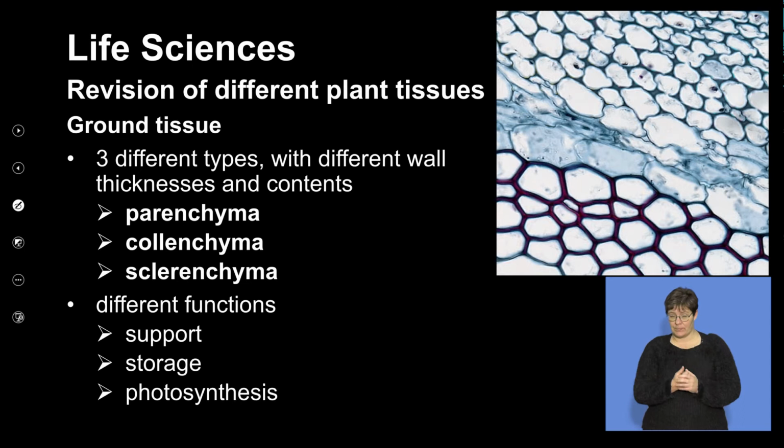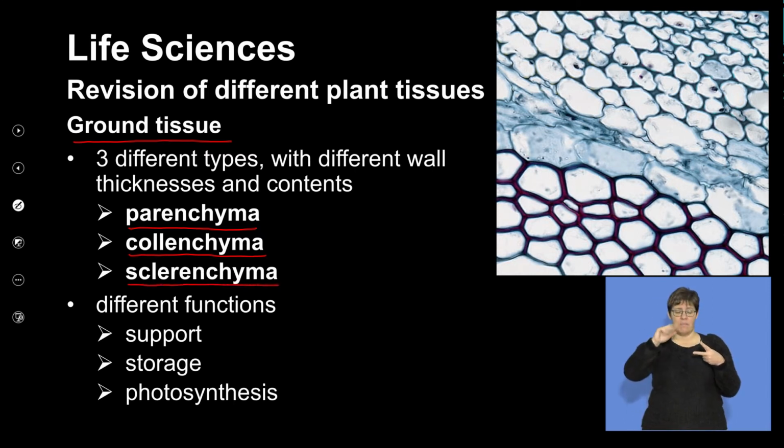Then, filling the organs, we have different ground tissues. And there are 3 different types of ground tissues: parenchyma, thin walls; collenchyma, walls with thickened corners; sclerenchyma, cells with extremely thick walls all the way around. And depending on where they are in the plant, they have different functions.